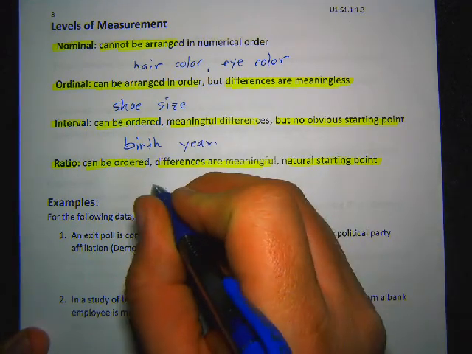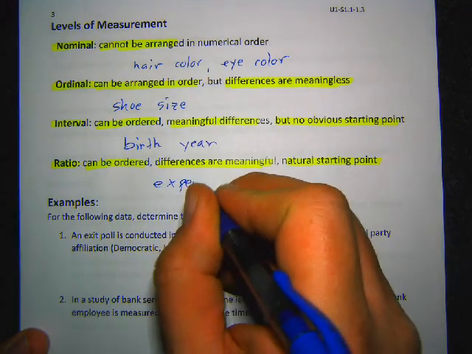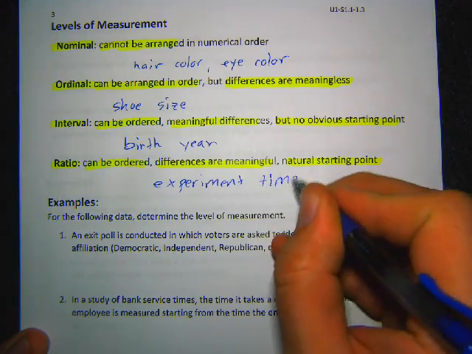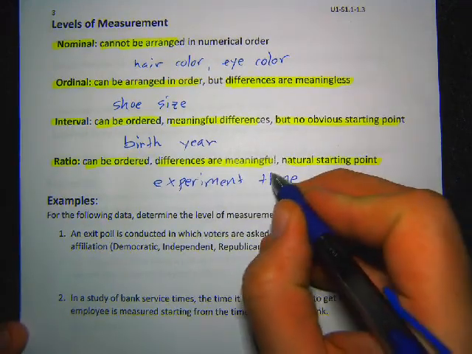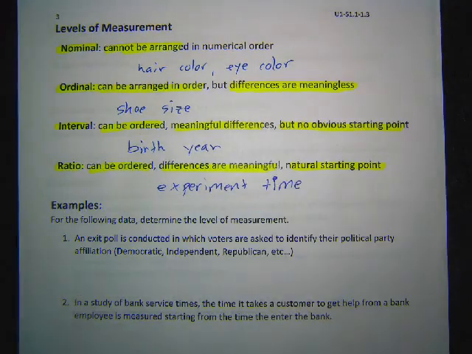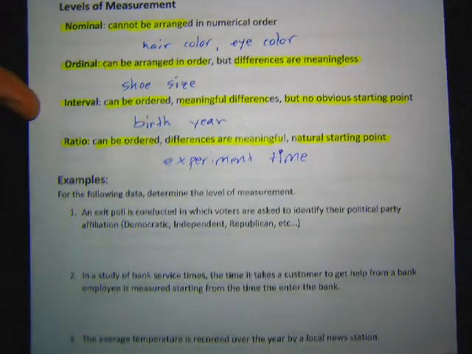So maybe like experimental time, something like that. Something where it makes sense. 0 is a good starting point most of the time, not with years, because again, we said 0 is kind of arbitrary. But like with time, 0 makes a lot of sense. All right, let's look at some examples and decide what they would fit in.